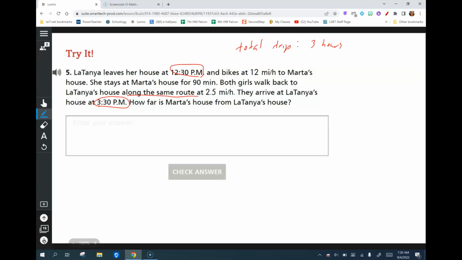Now, we also need to realize that first she rides her bike, then she is at the house for 90 minutes, and then they walk home along the same route, and the total trip is 3 hours. Now, the reason this is important is because everything has to be in hours. Okay, so it's going to be in time. And the other thing is we want to know how far is Marta's house. What is the distance from Marta's house to Latania's house? Distance.